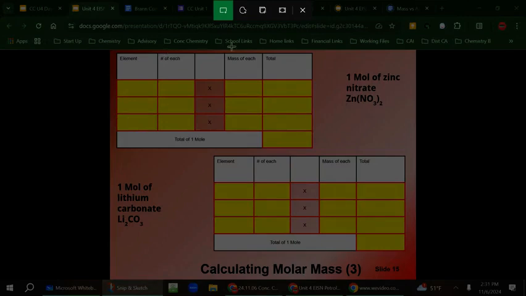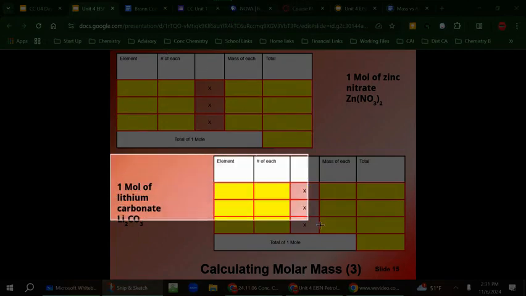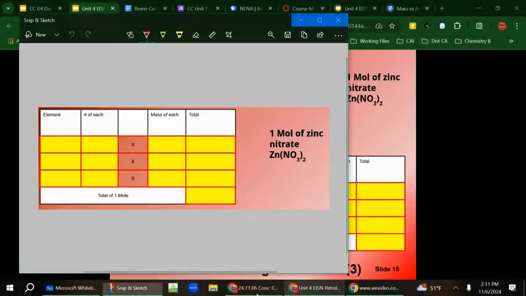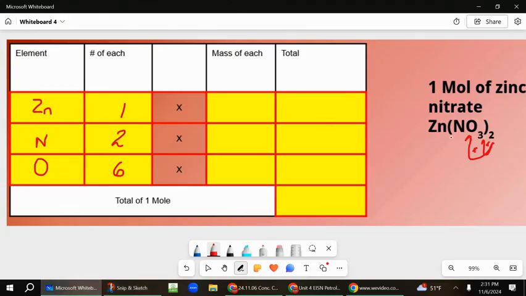Listen, and I will tell you, when you look at the formula, okay? When we look at this formula, there is a 2 outside of the parentheses here. That 2 means multiply everything inside the parentheses times 2. So there is only 1 nitrogen here times that 2 on the outside. That's how we get the 2 here. There are 3 oxygens in here times the 2 on the outside gives me the 6 oxygens there.